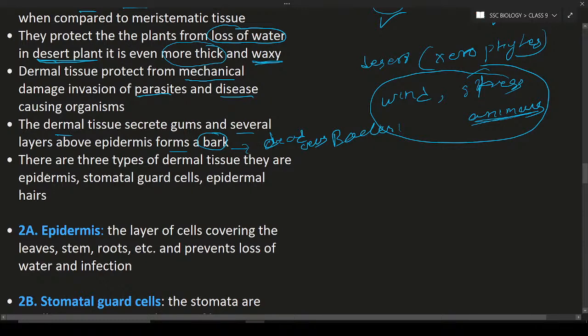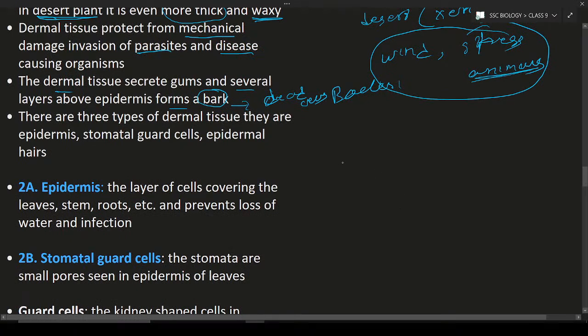Okay, so there are three types of dermal tissue. What are the dermal tissues over here? So these dermal tissues are epidermis. Epi means outside, remember, epi means outside, and dermis means layer. So the outside layer is known as epidermis.